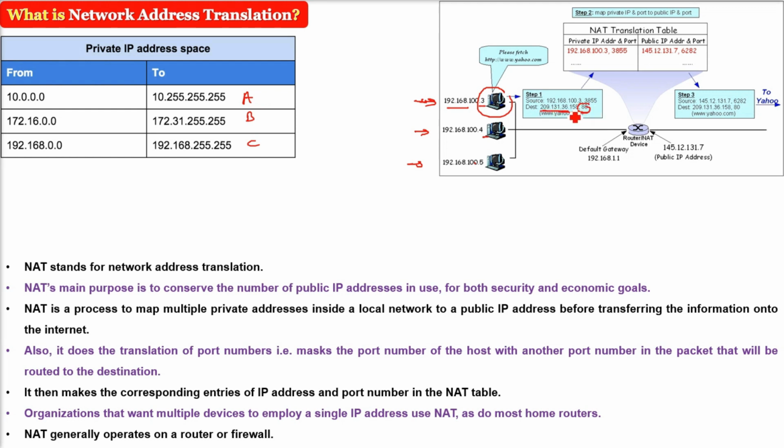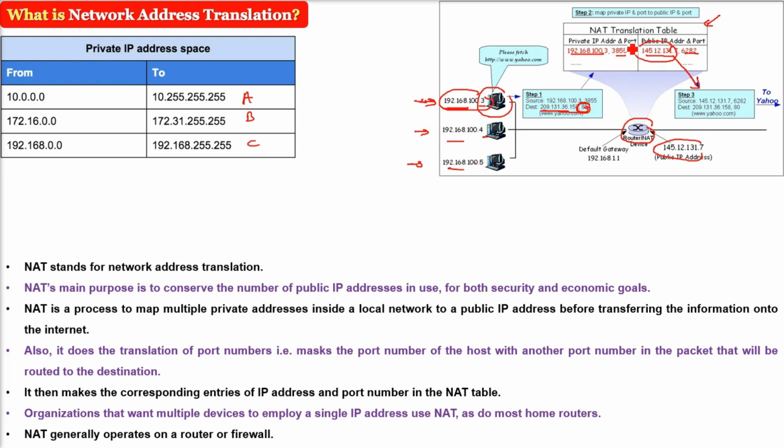So how are we going to connect? You need to have the port number also, because another system also will be talking to Yahoo at the same time. So there will be a port also. Now this private IP cannot be seen on the internet, so it has to be converted into a public IP. Which public IP address? The address of the router, which is here 145.12.131.7. Now this 192.168.100.3 will be converted to 145.12.131.7. Along with it the port number will also be changed, and then it will be sent to the actual destination, which is Yahoo.